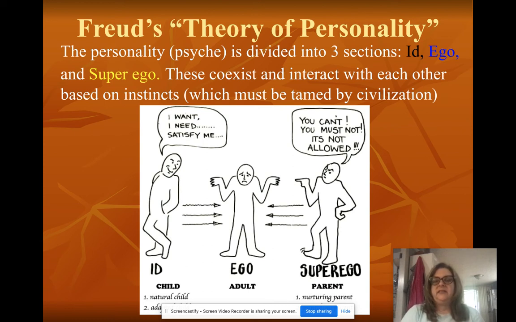But he also says that your instincts, which is more your id, need to be tamed by civilization. Civilization, where you grow up, the community that you live in, your parents, they create your superego. Okay, and I'm going to give you another drawing and another way to think about that in just a minute.